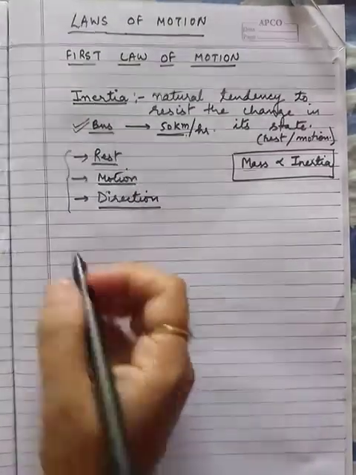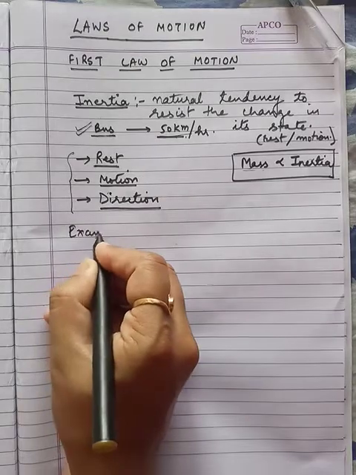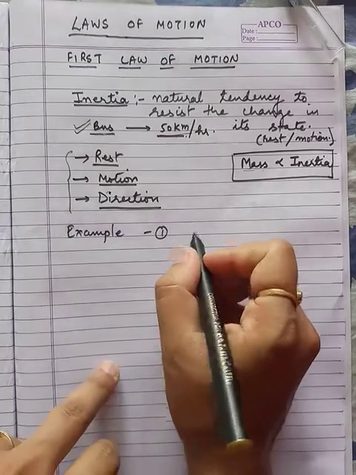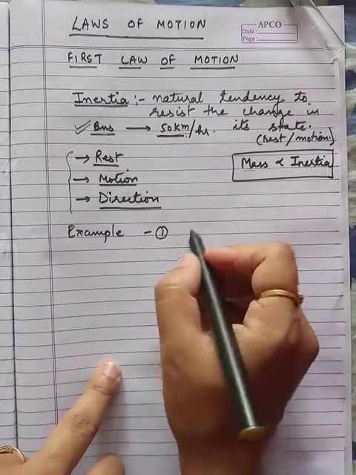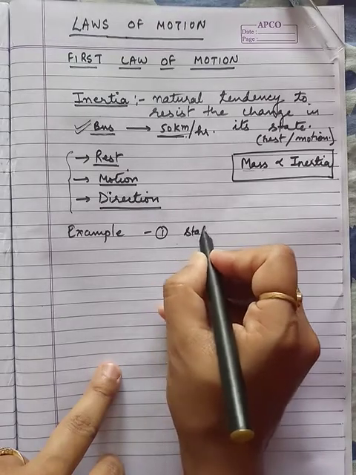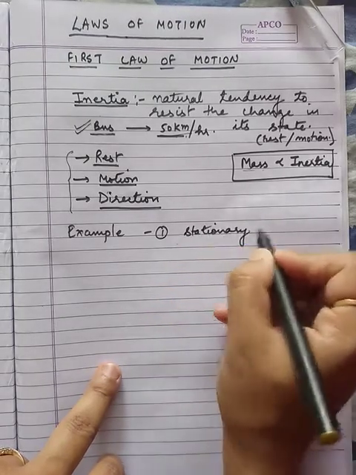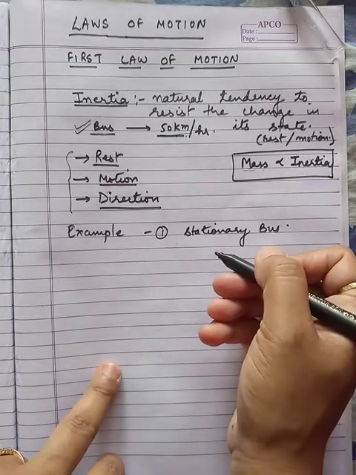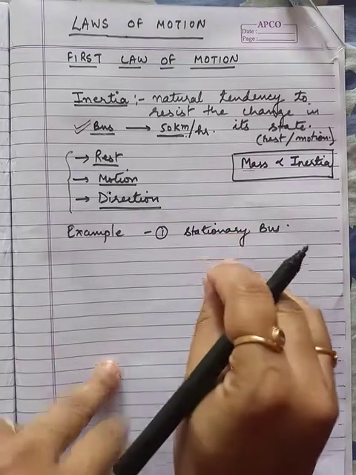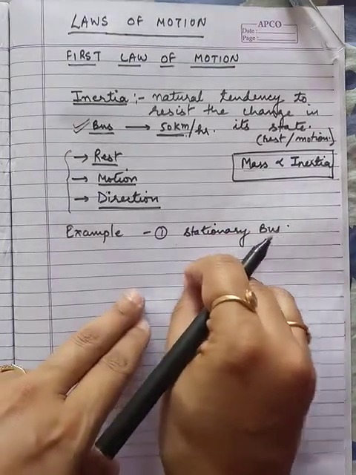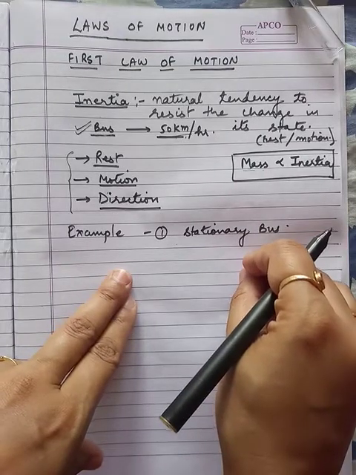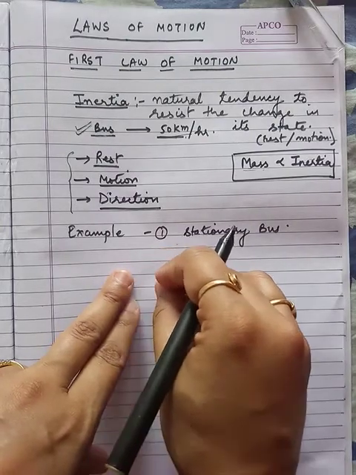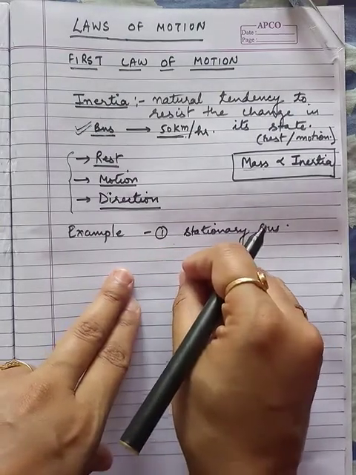Inertia of rest, when we are at rest in the bus. Suppose the bus is stationary. In a stationary bus, when suddenly the driver starts the bus, then what happens? Our body is stationary, and the driver moves in the forward direction. Our body moves backward. This happens with all of us. We have experienced this thing. So our body is moving in the backward direction.